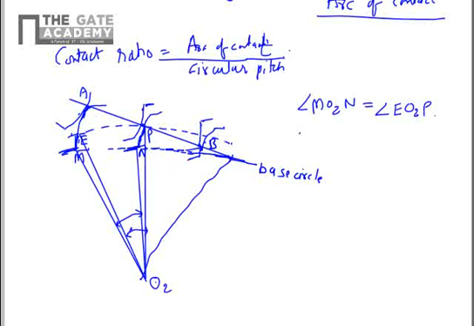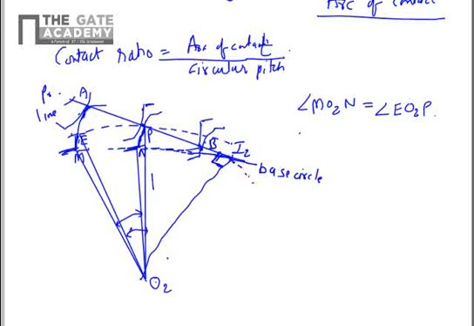The base circle is formed by dropping a right perpendicular on the pressure line. So this is a pressure line, and we'll drop I2, and then using O2 I2 we will draw a circle. This will form a base circle.